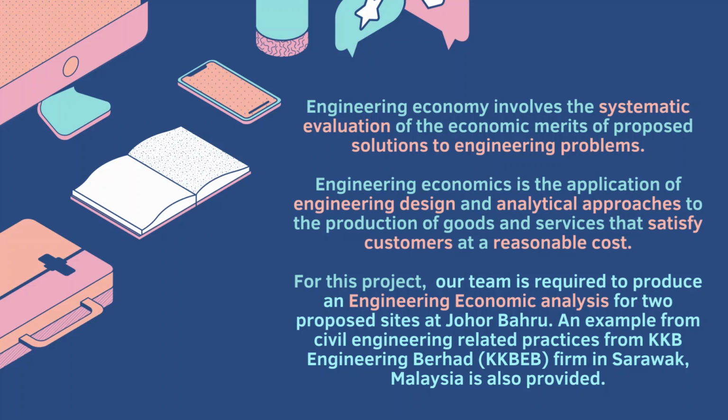From engineering economics, the benefit-cost ratio method can be applied for the project economic evaluation to help analyze the company performance from the company financial report, to determine whether the engineering company has enough money to proceed with the project given. For this project, our team is required to produce an engineering economic analysis for 2 proposed sites of a development project at Johor. Also, an example from civil engineering related practices from KKB engineering firm in Malaysia is provided.